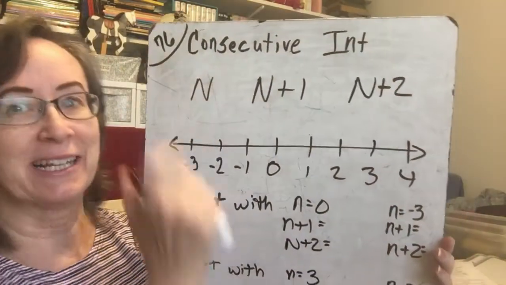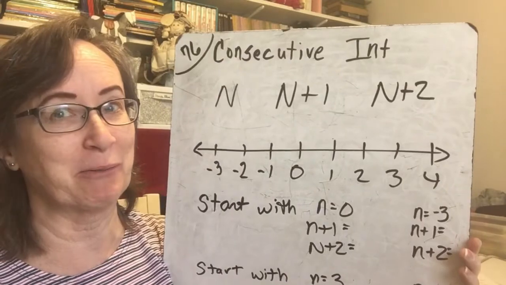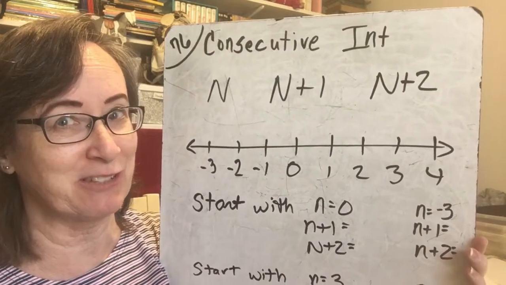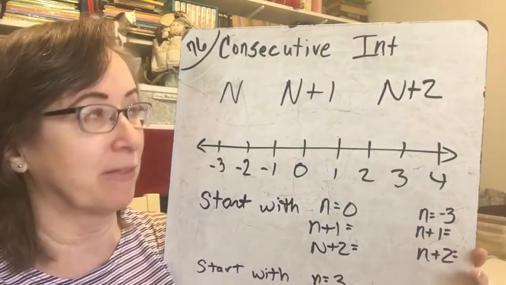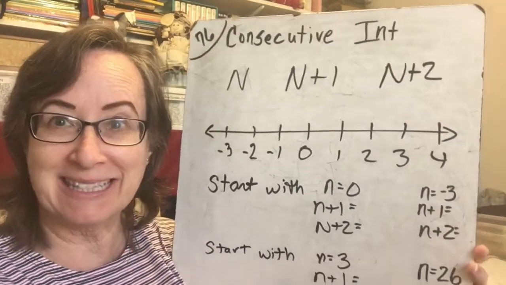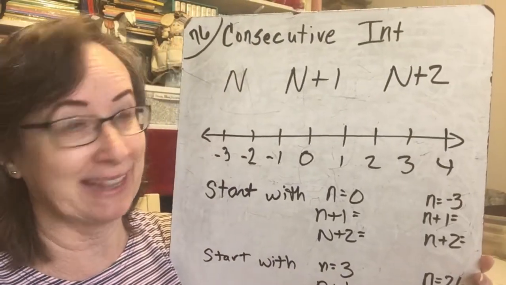And today we're on lesson 76 of our Saxon Orange book, and we are talking about one of my favorite subjects because it's fun. We're going to talk about consecutive integers and how to model them and how to do consecutive integer problems. I think you're really going to like this.